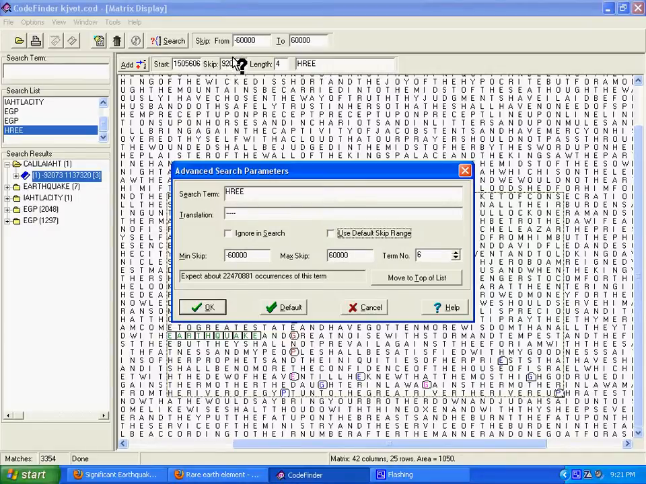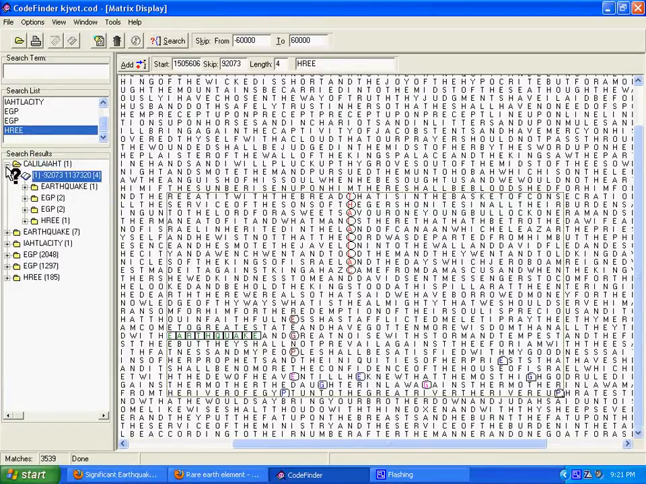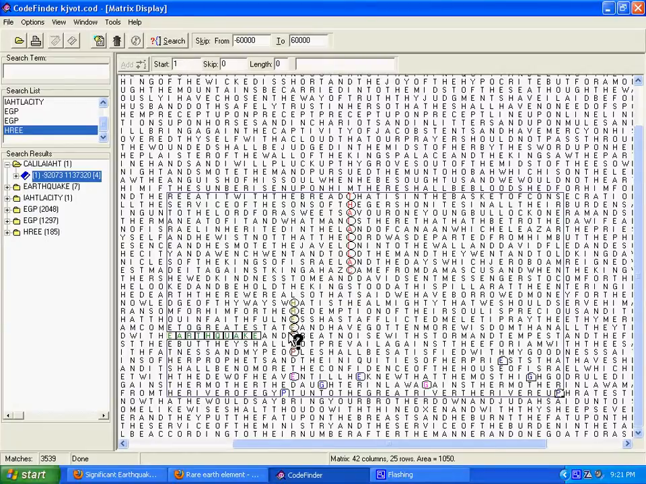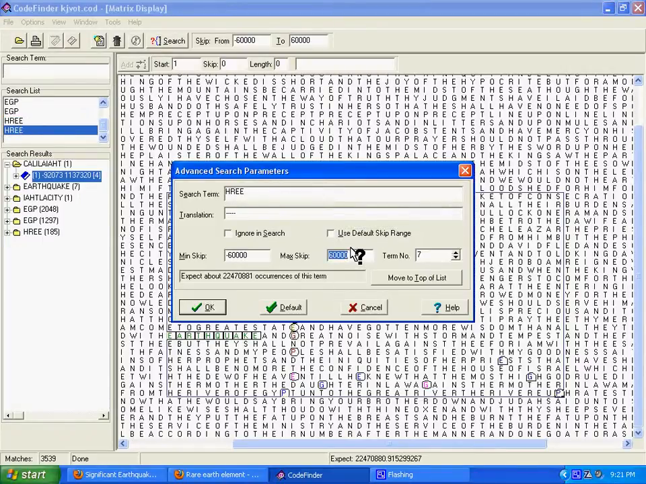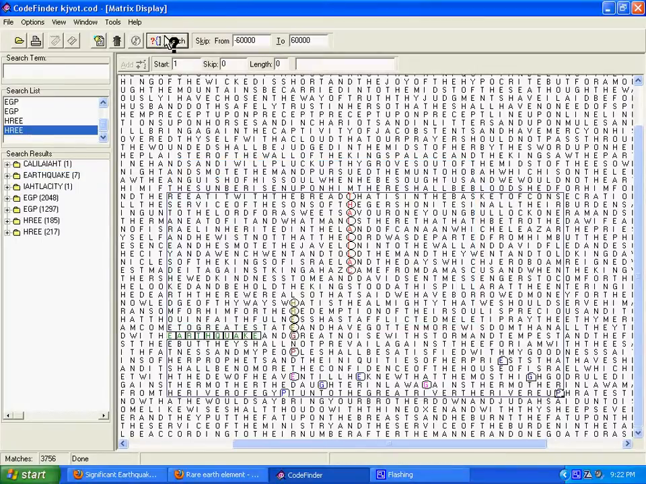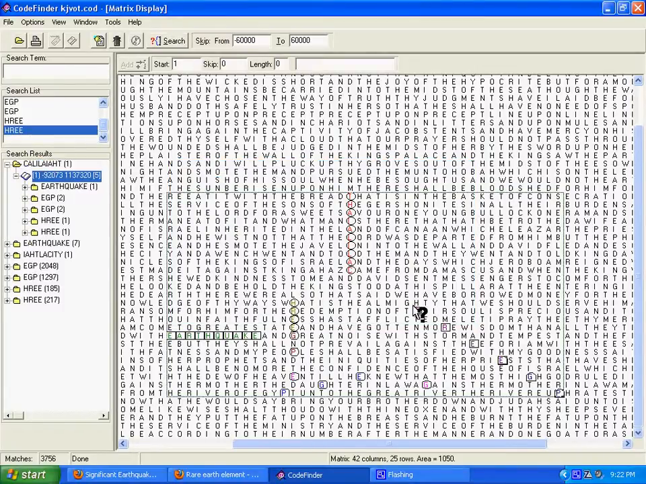And I'm going to use the horizontal skip, 92073, and isolate that. Now HREE I also found again hooking up with EGP, and I'm going to show you where that's at. So I'm going to type in HREE again, right over here. And the skip for that one is 184149. And I'm going to show you where that's at. That is right here. It's intersecting perfectly at the end of EGP.